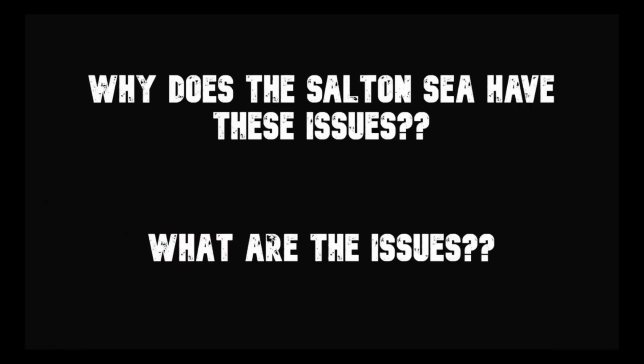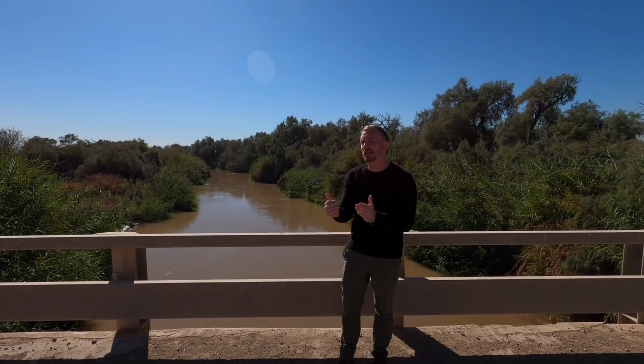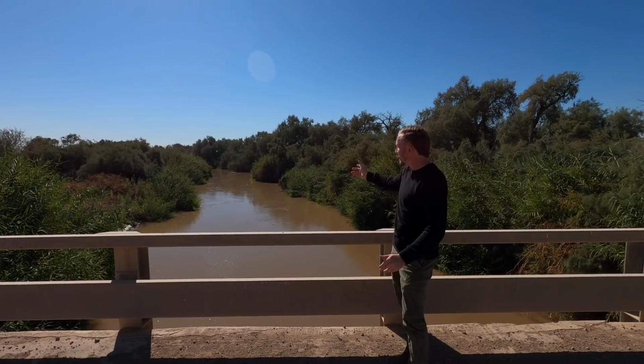Why does the Salton Sea have these issues? What are the issues? More importantly, what drives the problems associated with the Salton Sea? Due to climate change and drought, the amount of water that comes in from the Colorado River to California is way lower, by about 8%. Behind me is the Alamo River. Due to these changes, the amount of water flowing into the sea is extremely less, lowering the volume of the sea itself.